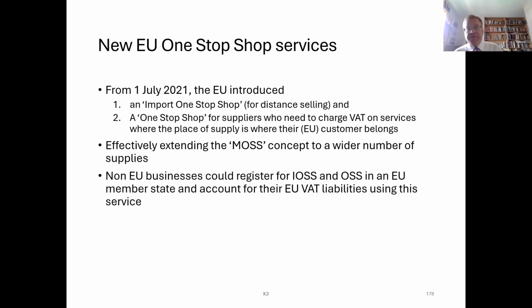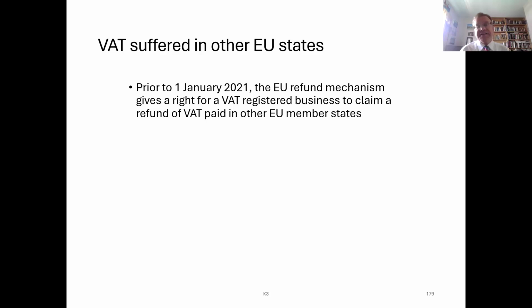The new EU one-stop services: from the 1st of July 2021, the EU introduced an import one-stop shop for distance selling, and a one-stop shop for suppliers who need to charge VAT on services where the place of supply is where their customer belongs, effectively extending the MOSS concept to a wider number of supplies. Non-EU businesses could register for IOSS and OSS in an EU member state and account for their EU VAT liabilities using this service. Finally, there is VAT suffered in other EU states. So that's about selling in other EU states.